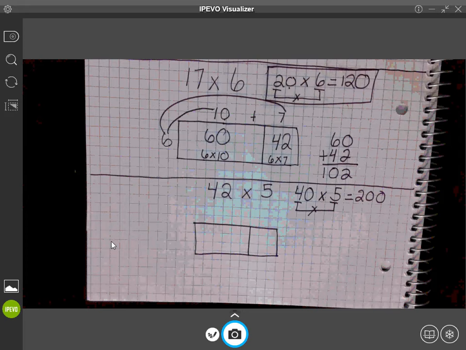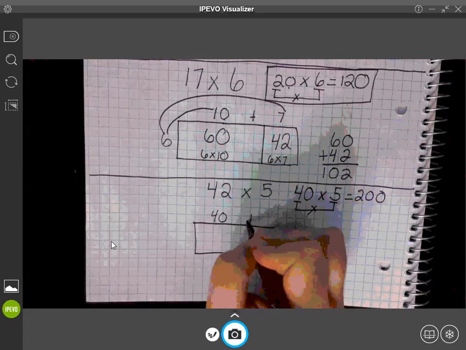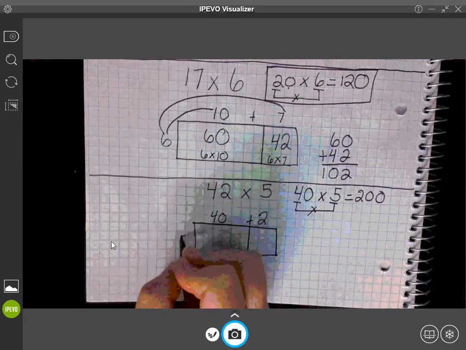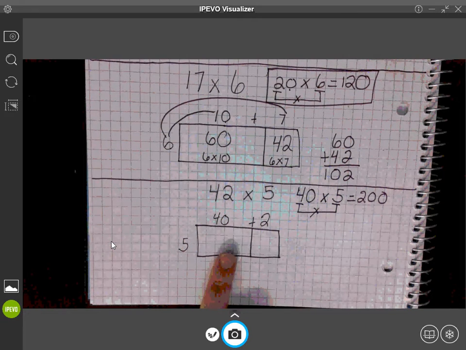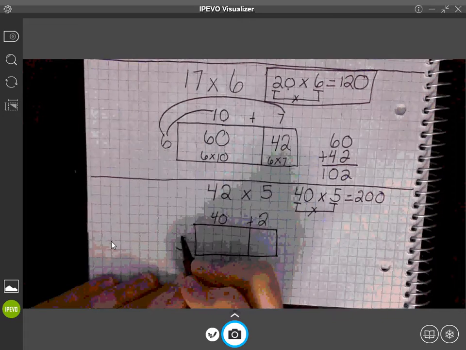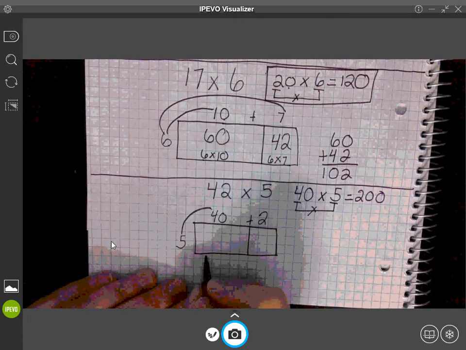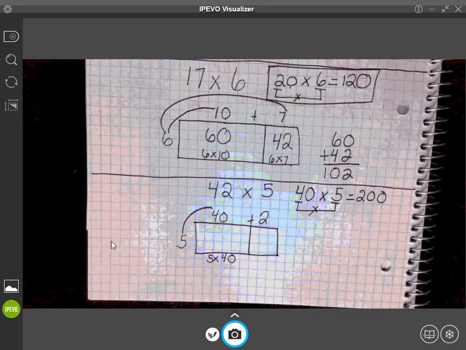Okay, so 42 needs to be written in expanded form. Help me with that. How would I write 42 in expanded form? Ember? 40 plus 2. Okay, and then the 5 has to go on the side. All right, what's the equation for my first box here? It is 5 times 4. No, it's 5 times 40, isn't it? Okay, now help me figure out what that is.